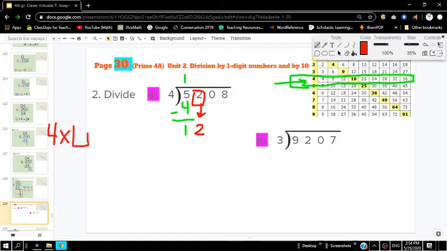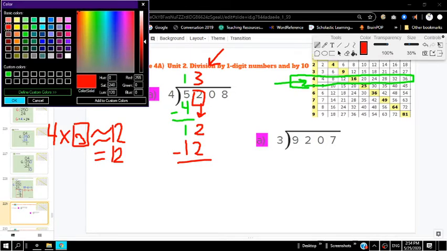4 times what number, in other words, what number in our answer blank, right there, is going to equal or be close to the number 12? Well, I know that 4 times 3 equals 12, exactly 12, so then we can just subtract that. 4 times 3 is equal to 12, and we can go ahead and subtract. 12 minus 12 is obviously 0.